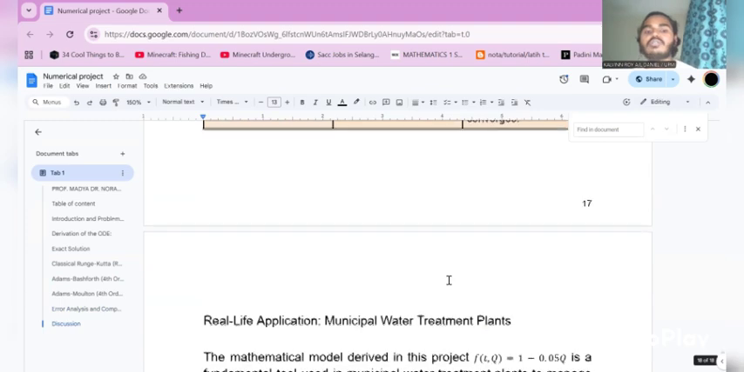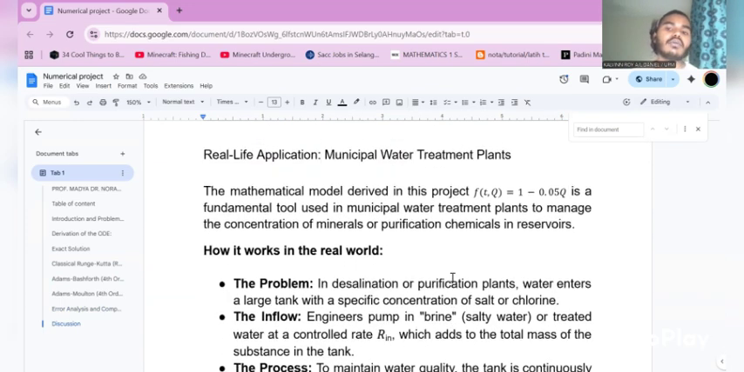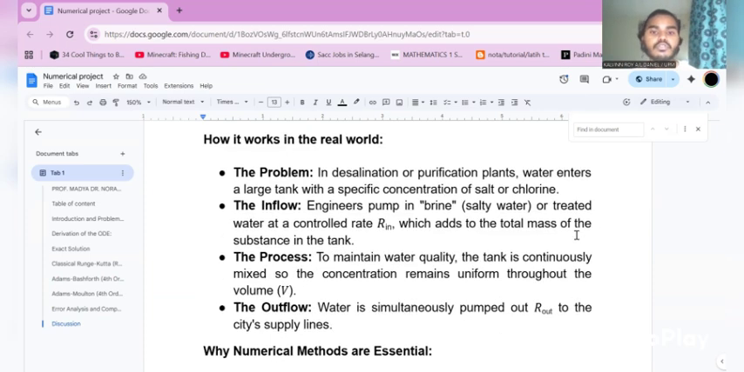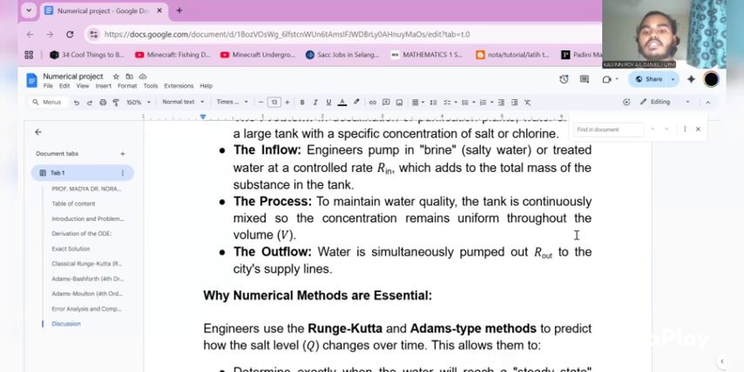The main implementation where this happens in real life is, I think, water treatment plants. Within water treatment plants, we can see the concentration of minerals or purification chemicals inside the reservoir. When you want to purify water, we use a specific concentration of chlorine because chlorine helps to purify the water. So engineers pump in brine, which is salty water, or treated water at a controlled rate, which is the rate in, which adds to the total mass of the substance. To maintain the water quality, the tank is continuously mixed and the water is simultaneously pumped out.